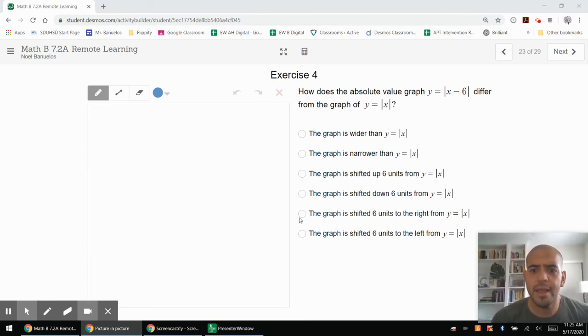So it's shifting to the right 6 units, okay? Because it's minus a positive 6. All right, moving on.